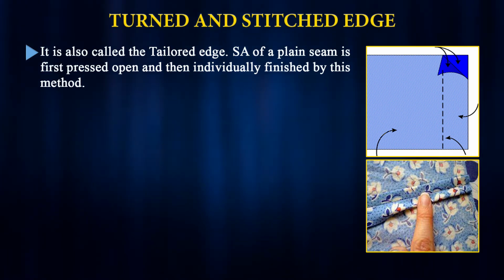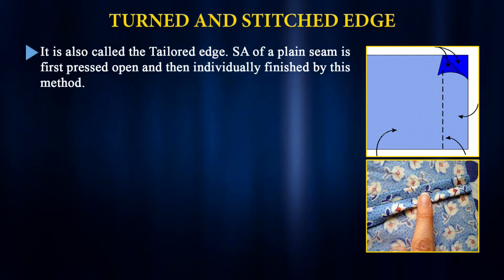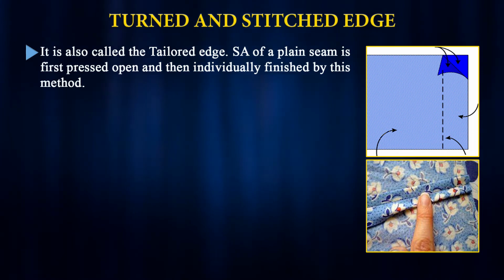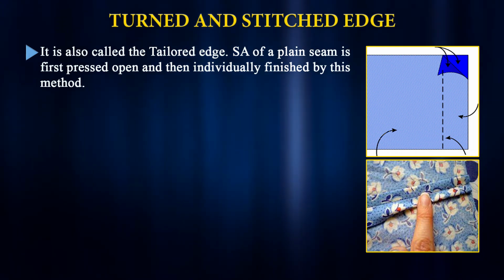When you see a tailor-made garment, or any garment which you got stitched by a tailor, the seam allowance of the plain seam is first pressed open, and then individually finished by this method.